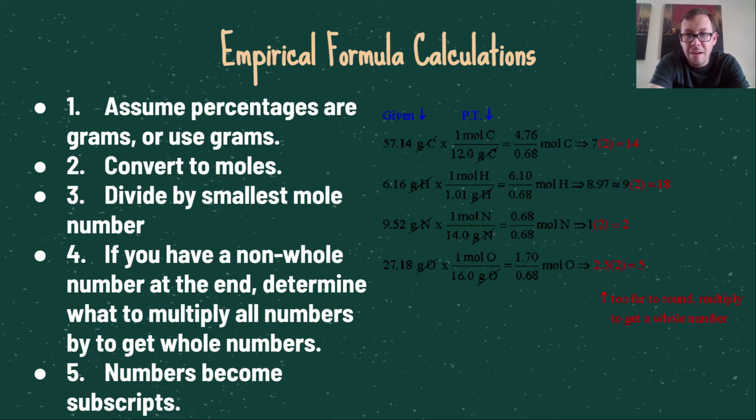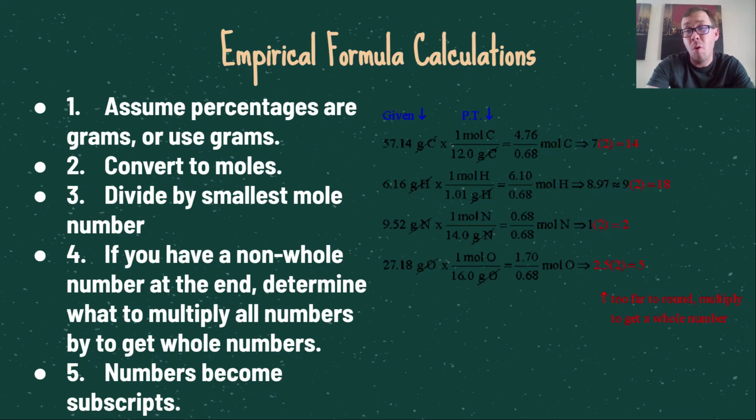We're given carbon, hydrogen, nitrogen, and oxygen. We use the molar masses of each of those. Notice that with things like hydrogen, nitrogen, and oxygen, they're not in their diatomic form, so we're going to use just 1.01, 14, 16, etc. We divide those and get those numbers into moles. We're then going to divide those moles by the smallest mole number.